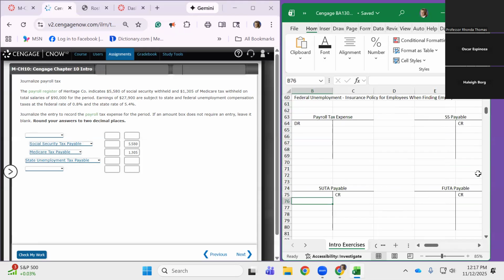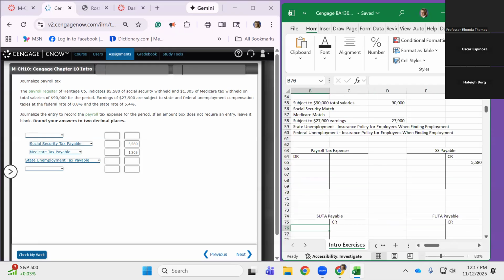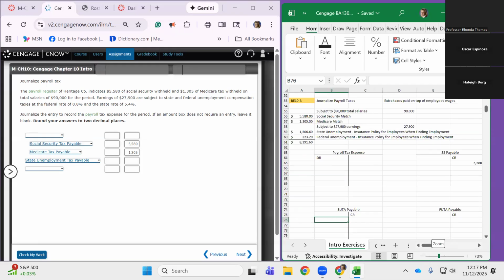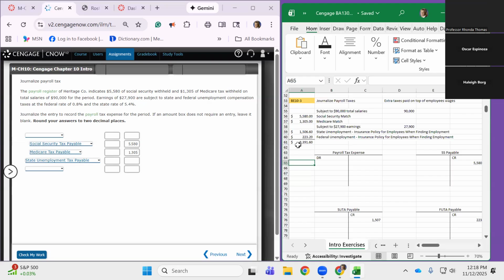And then the SUTA payable is going to be what I found here. Let me make this smaller so I can see it better. There we go. This is going to be a payable of $1,506.60. And then the federal unemployment tax payable, $223.20. So there are those four amounts. And then the offsetting debit is the total. The offsetting debit equals all of those credits.